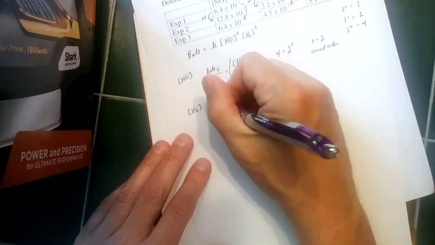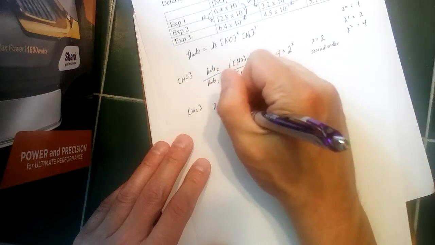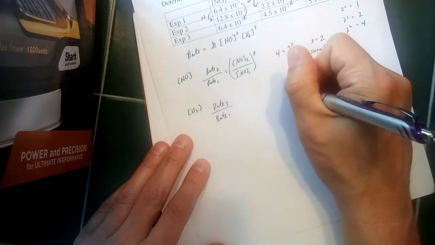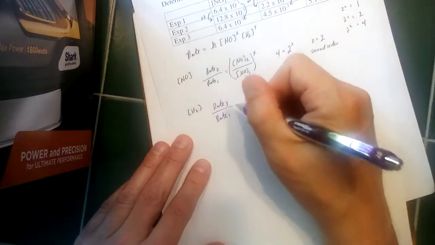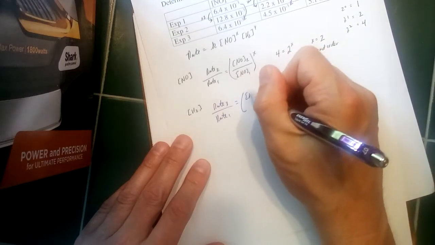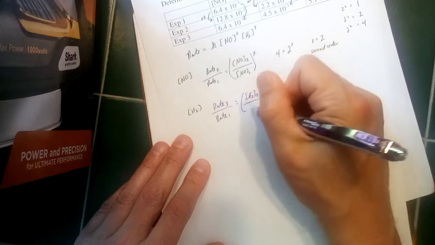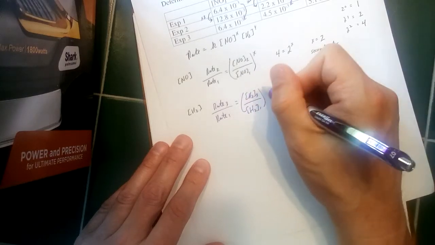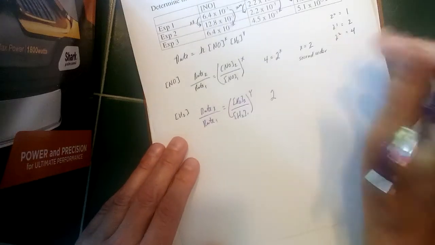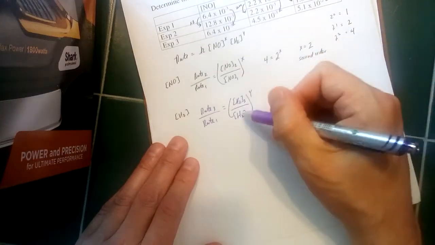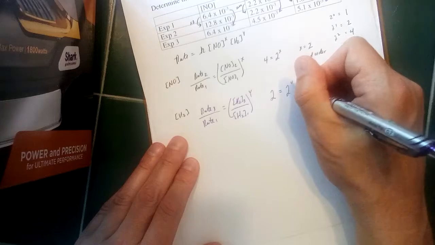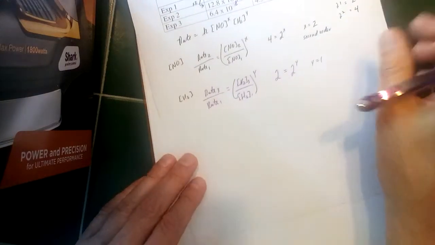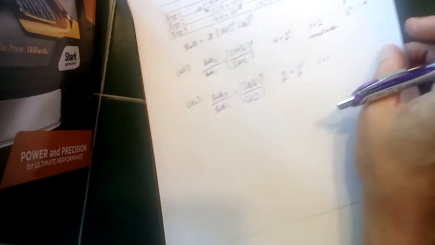Right? So if I compare the rate of experiment 3 to the rate of experiment 1, that is 2, because the rate doubled. The concentration of hydrogen in experiment 3 relative to the concentration of hydrogen in experiment 1, that's raised to the y power here. That's also 2. We doubled the concentration of hydrogen. So that means y is equal to 1. And those are the only two reactants, so there's our rate law.